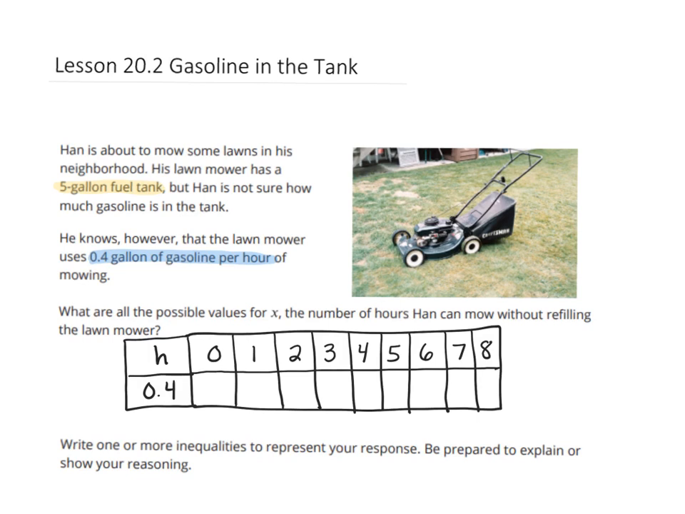To start thinking about this question, we can list a bunch of the different numbers of hours that he could spend mowing the lawn. We know that it uses 4/10 of a gallon of gasoline every time he mows. Okay, so if he mows for 0 hours, he only needs 0 gallons of gas. If he mows for 1 hour, he uses this much gas.